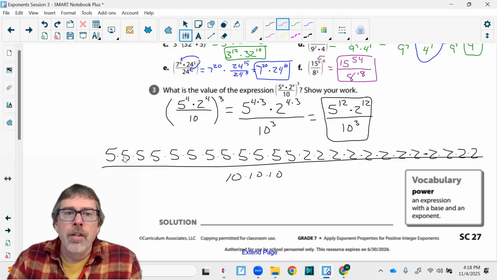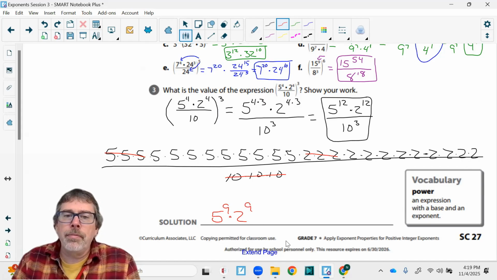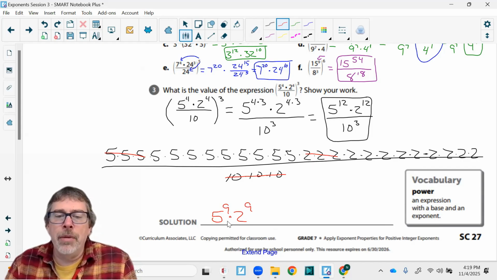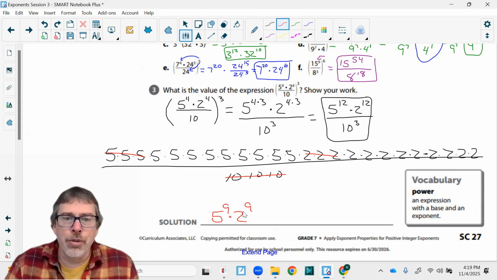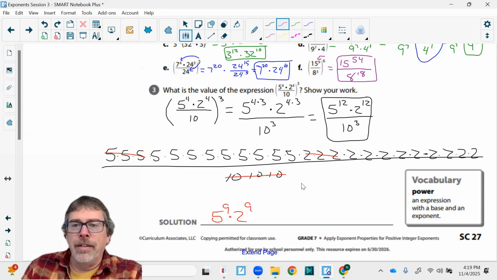All right. So I'm going to get rid of 3 fives, and I'm going to get rid of 3 twos, and that will get rid of 3 tens, because 5 times 2 is 10. So my answer is 1, 2, 3, 4, 5, 6, 7, 8, 9. This is going to become 5 to the 9 times 2 to the 9. Okay, so that's actually a little more simplified. And then we would still have to take 5 to the 9 and 2 to the 9 and calculate that. So I'm just going to stop there.